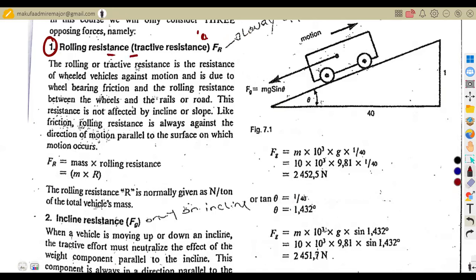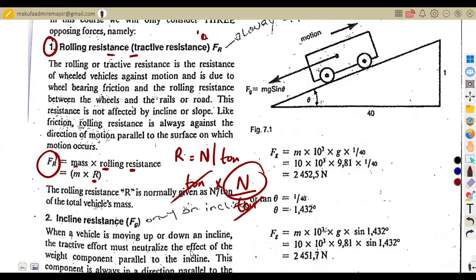So the rolling resistance is simply given by the mass times the rolling resistance. What does it mean? This is the mass, and if we are given this R here, they can give us R in Newton per ton. Remember, the mass is measured in tons, so it's going to be the mass in tons times the Newton per ton. So this one and this one cancel, and you are left with what?